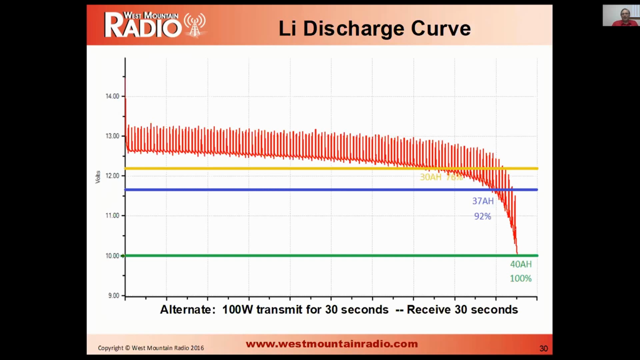This is a discharge curve, the same curve I had before for the lithium ion battery. One thing that you'll notice is it doesn't drop nearly as fast as that lead acid battery dropped. In fact, at that 11.7 volt line, I'm getting 92% of the energy out of the battery that's stamped on the side of the battery. You can see that until you get to the end, it really doesn't start dropping off. So this behaves a lot better than your lead acid battery.